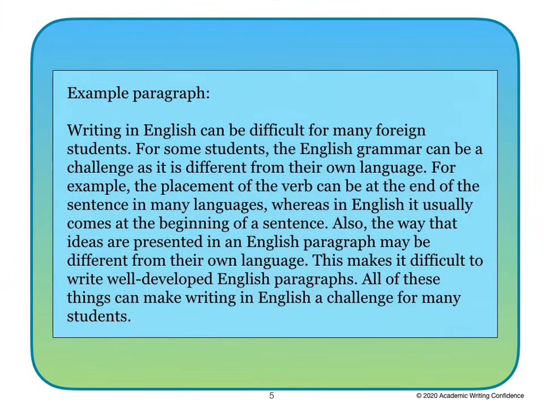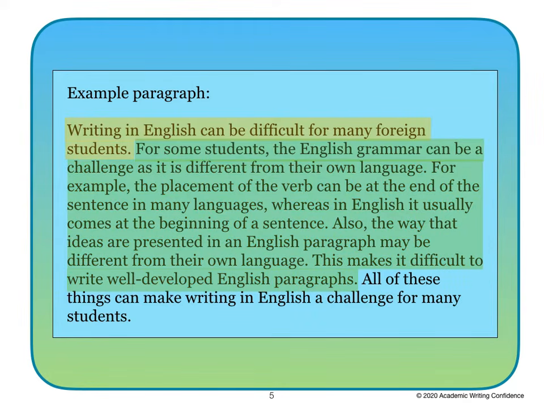Here's an example paragraph that we can look at to talk about all these different parts. Now, this paragraph is talking about writing in English. We can see this from the topic sentence. The rest of the sentences talk more about how writing in English can be difficult for many foreign students. There are examples and explanations about why writing in English can be difficult. And you can also see a conclusion sentence at the end of the paragraph.